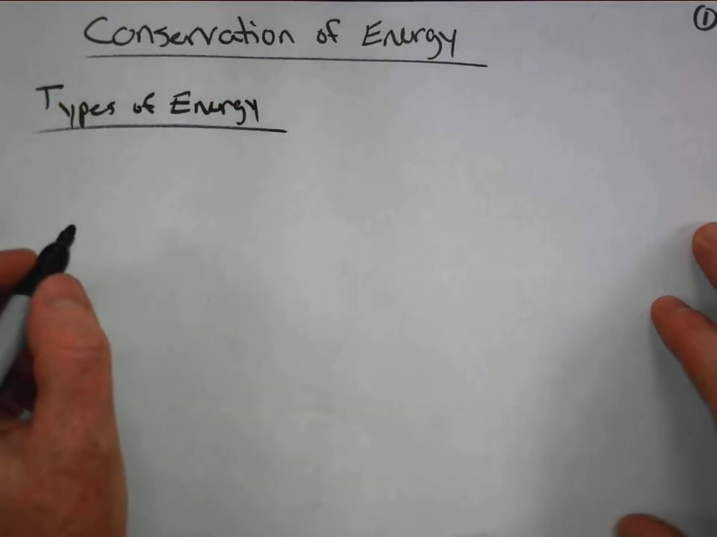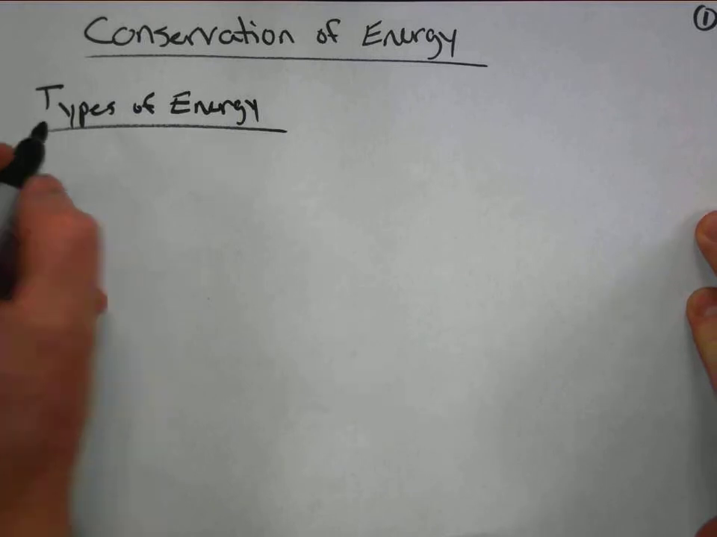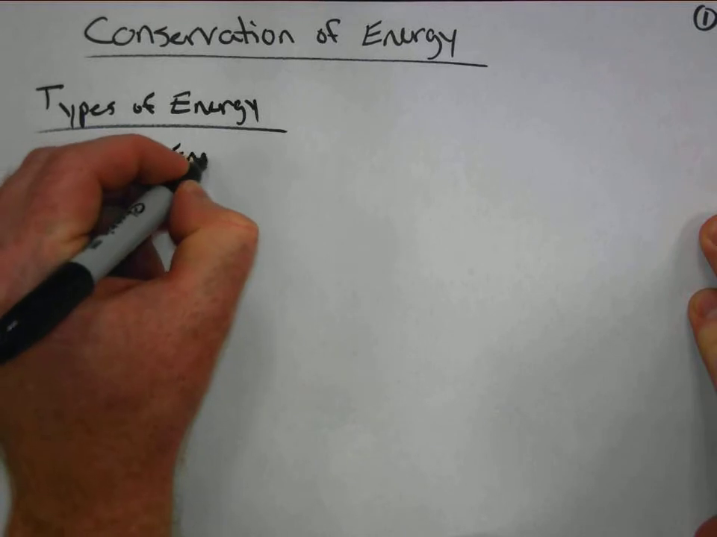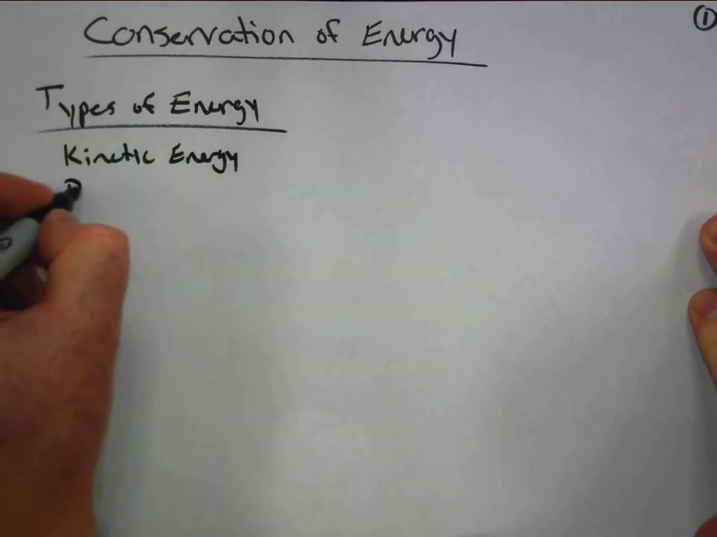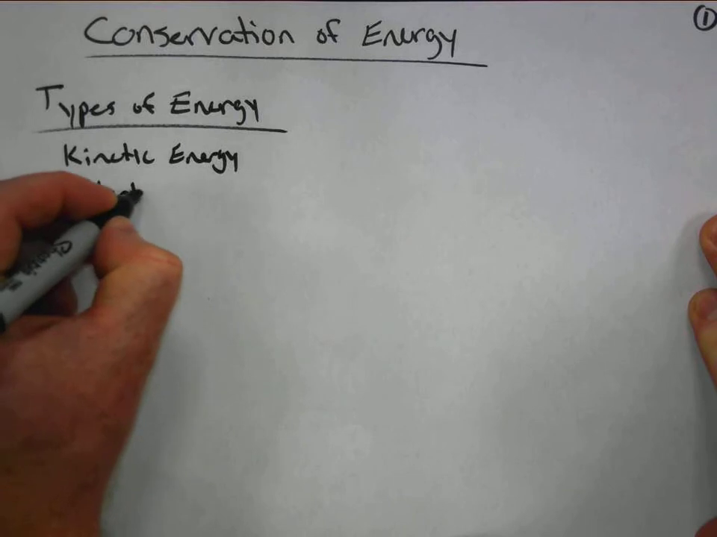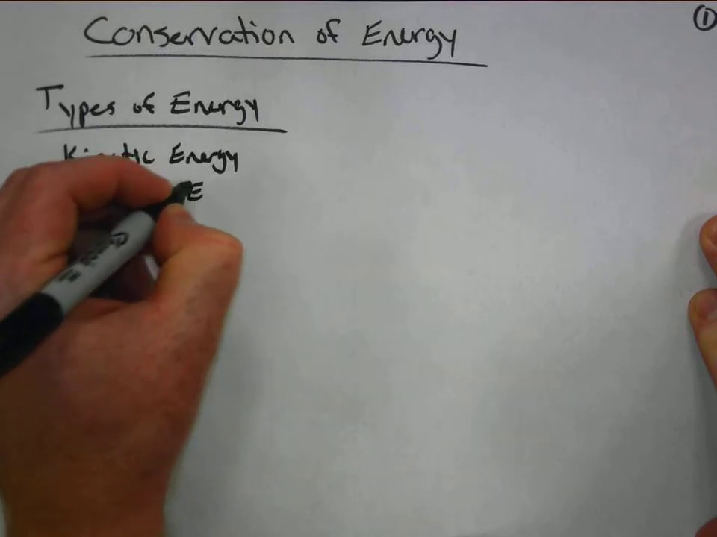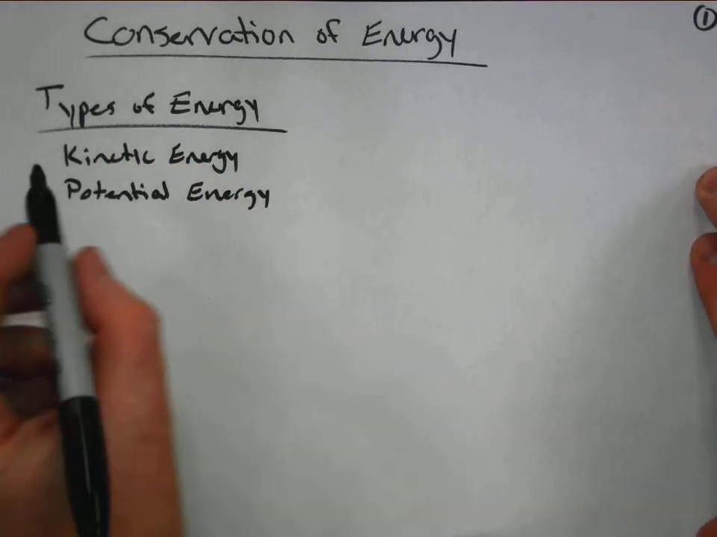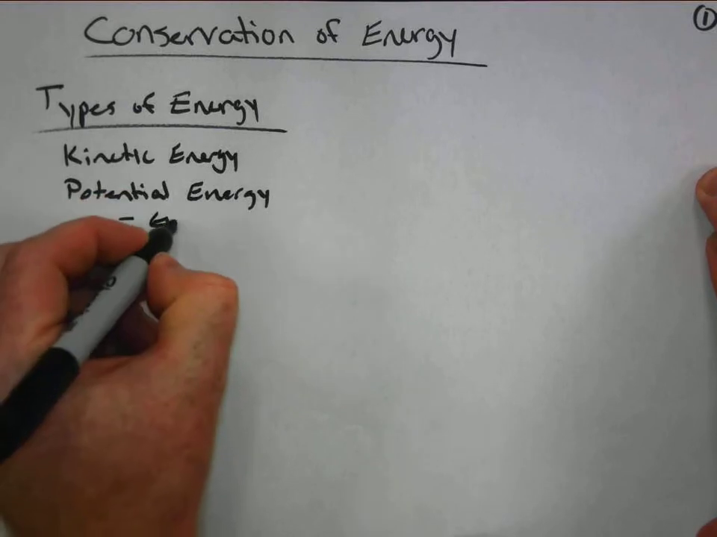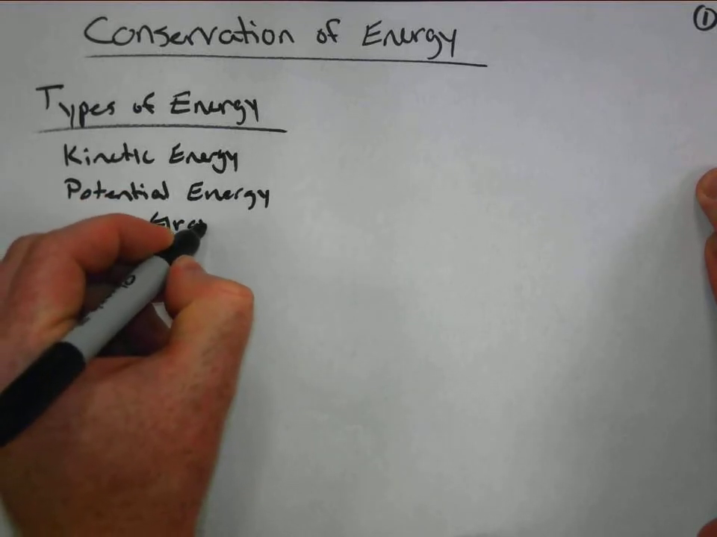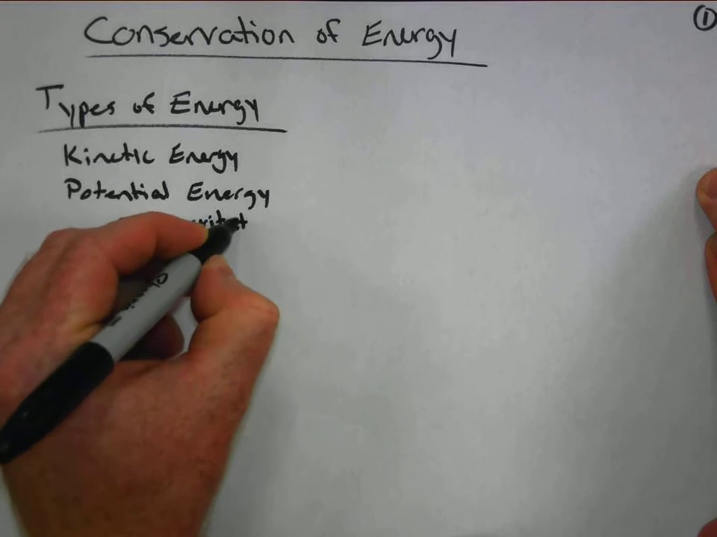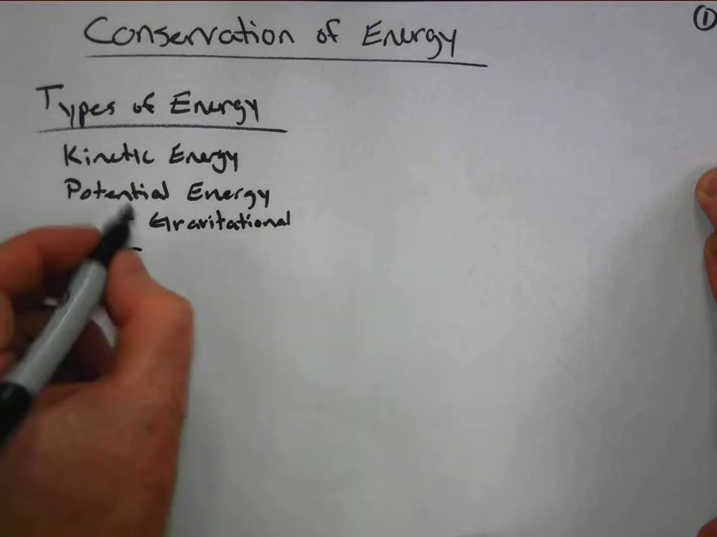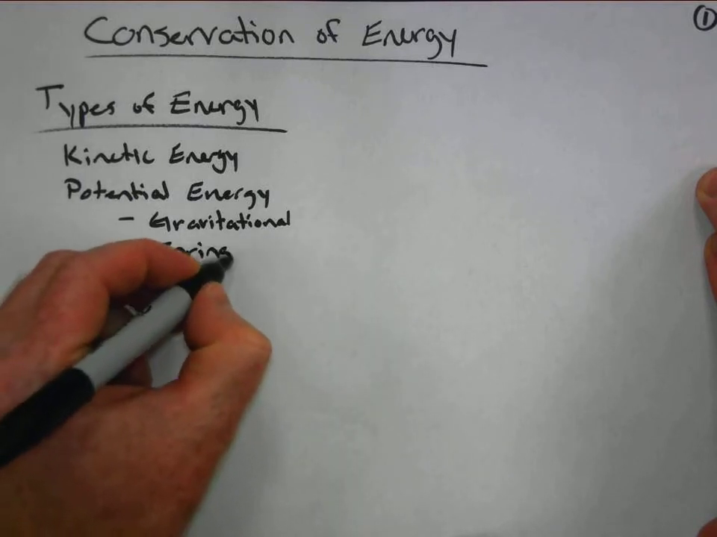There are many different forms of energy, and some of these terms I know you've heard before. There's kinetic energy. There is something called potential energy. You might think of that as the potential to do something. There are two common kinds of potential energy, though, and we're going to deal with one of them here. One is gravitational. And another common kind is spring energy, an energy in a spring.